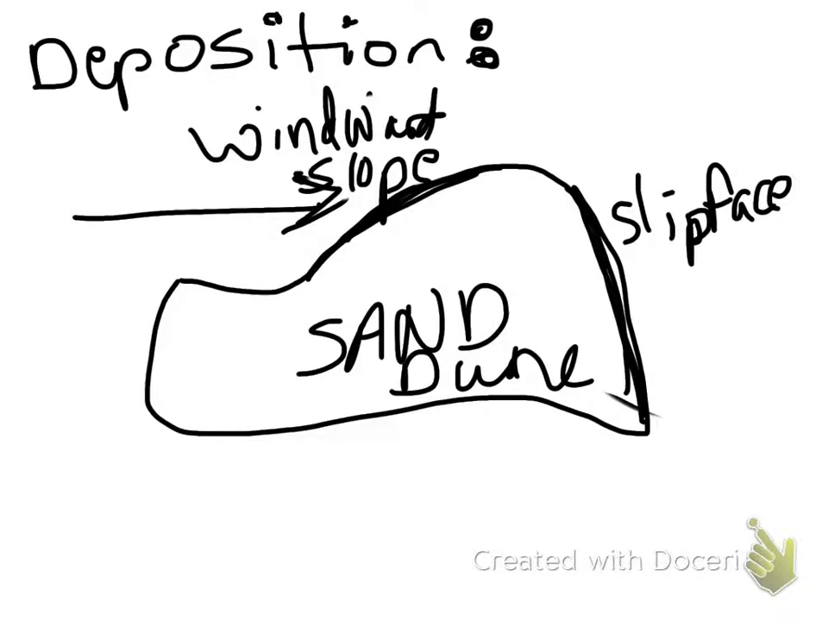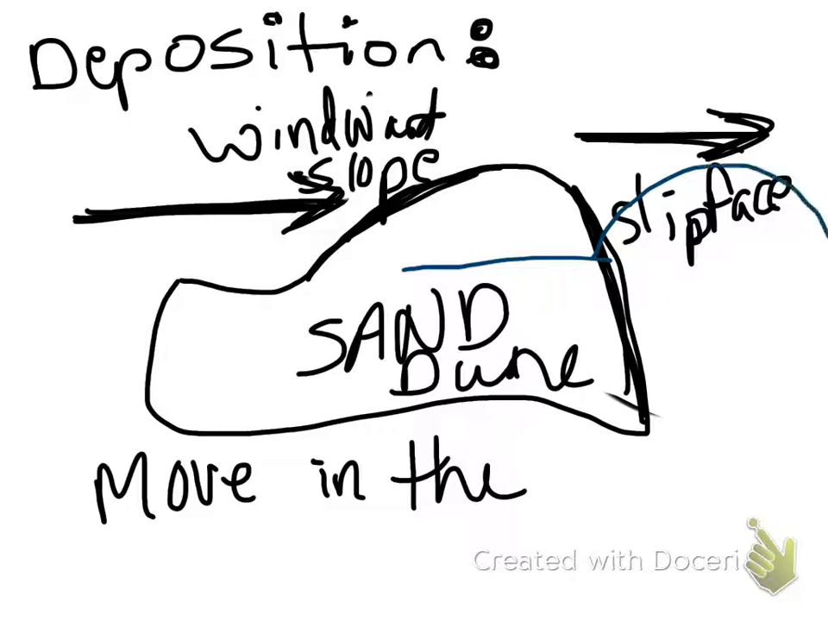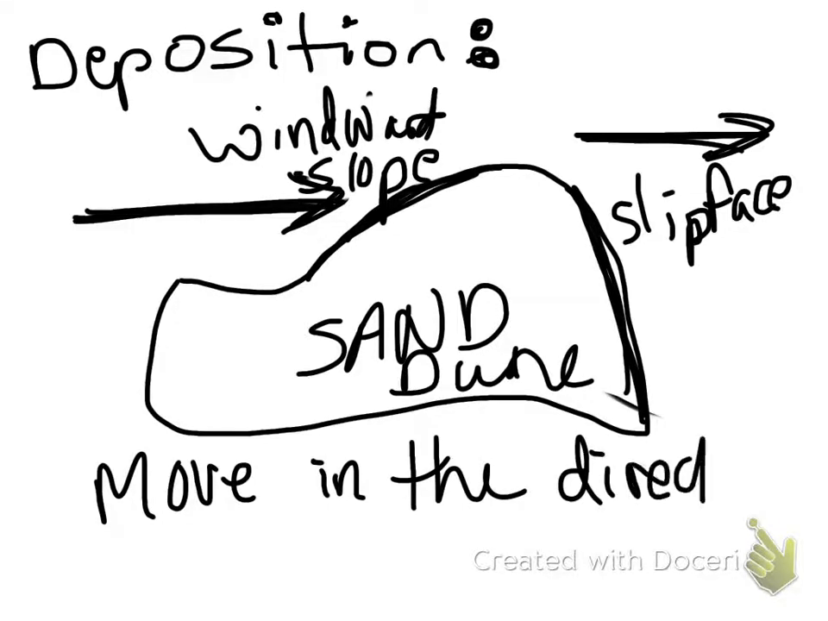And remember that sand dunes always move in the direction of the wind. So if the wind is coming this way, my sand dune is going to move this way, in the same direction. If it was previously here, now it might be more like this. It will have moved to the right a little bit. Move in the direction of the wind.